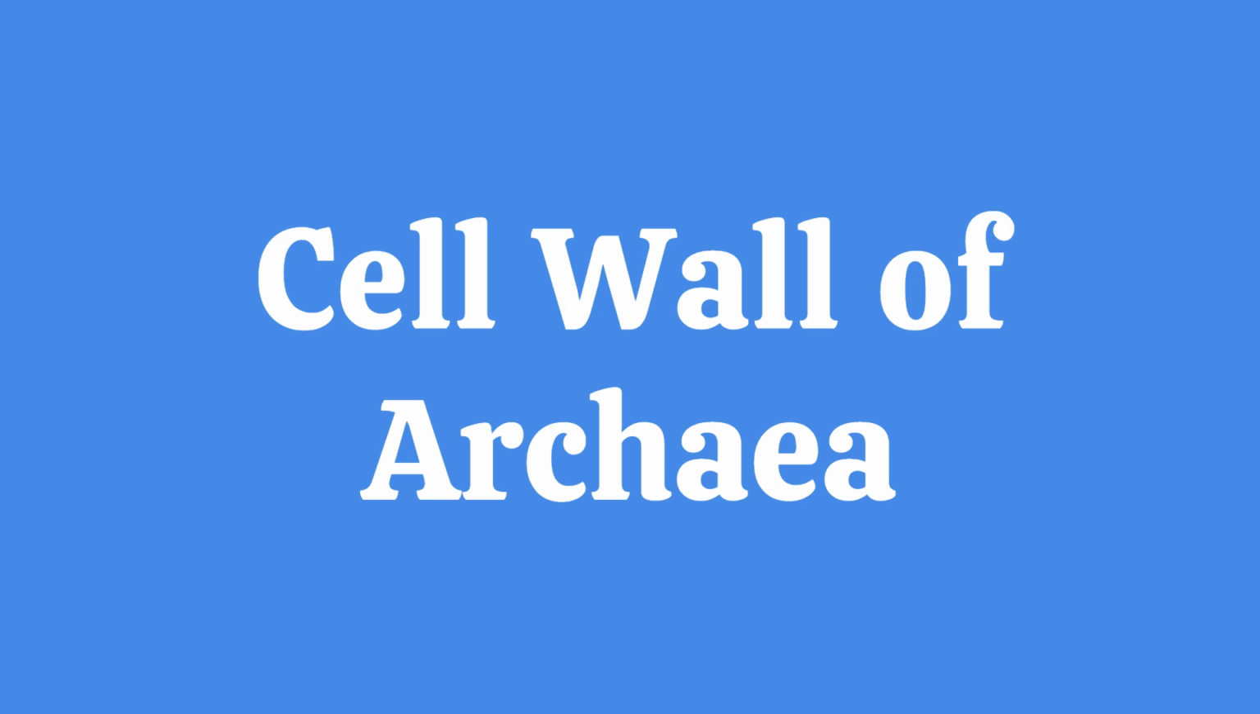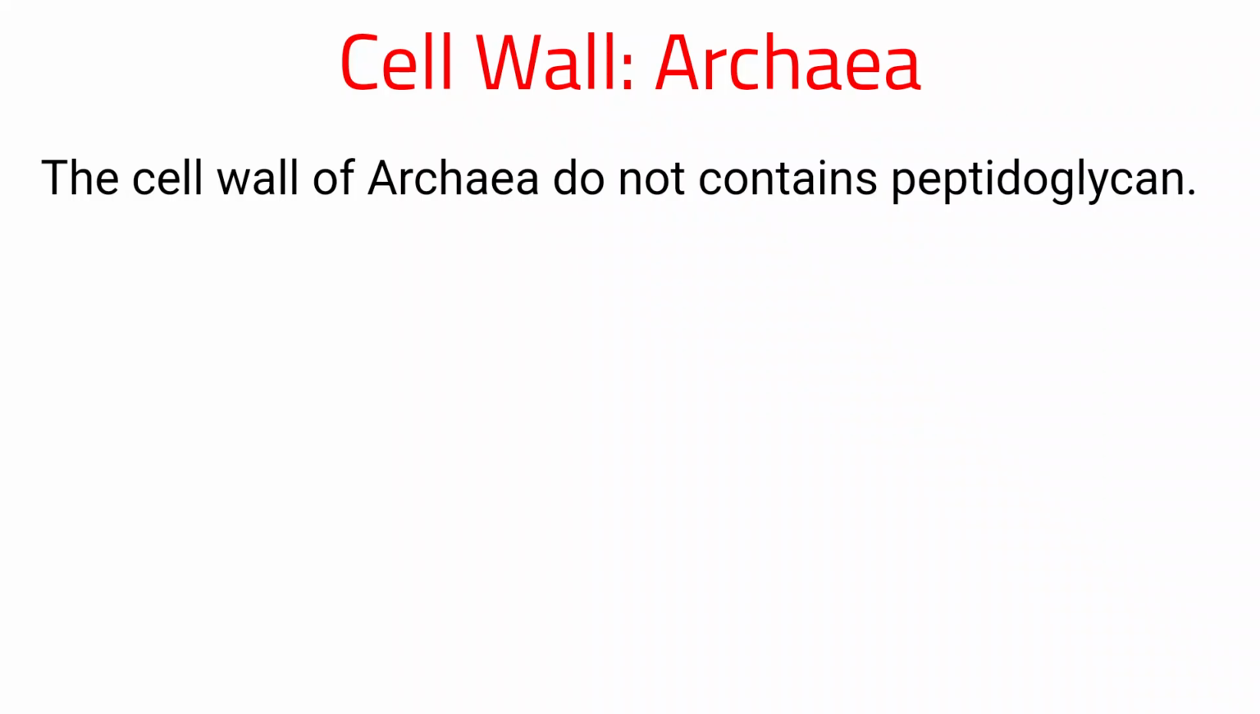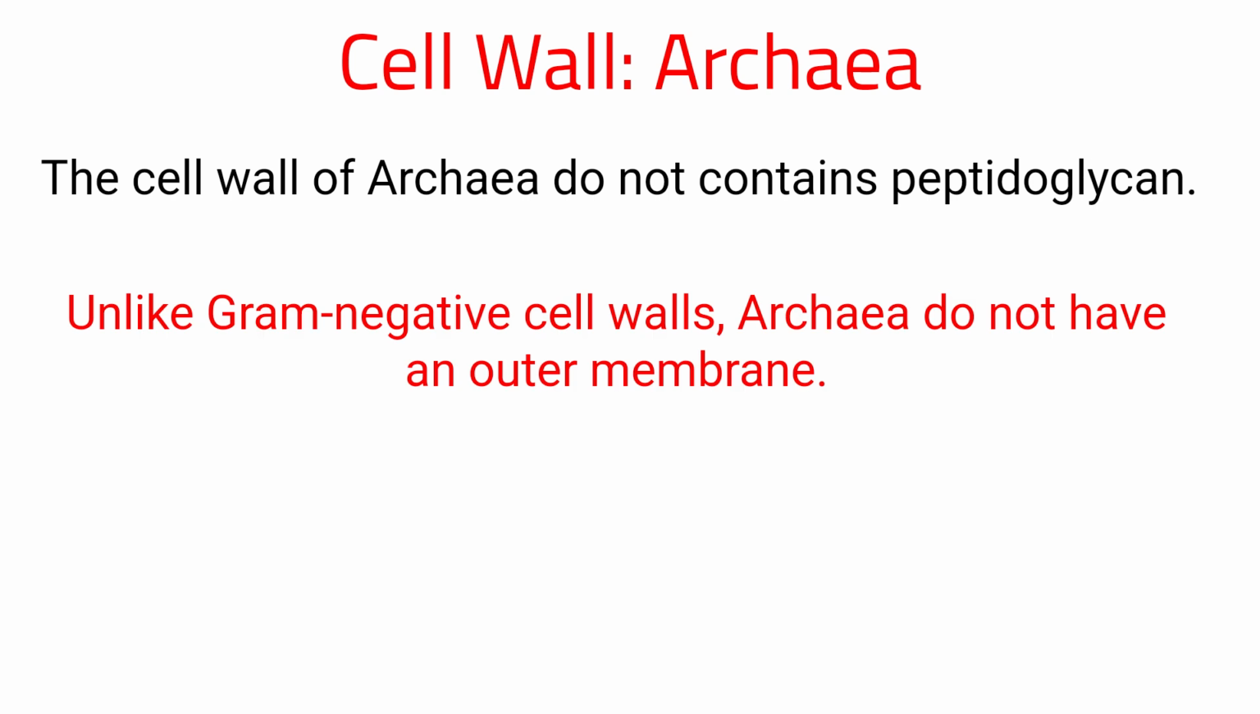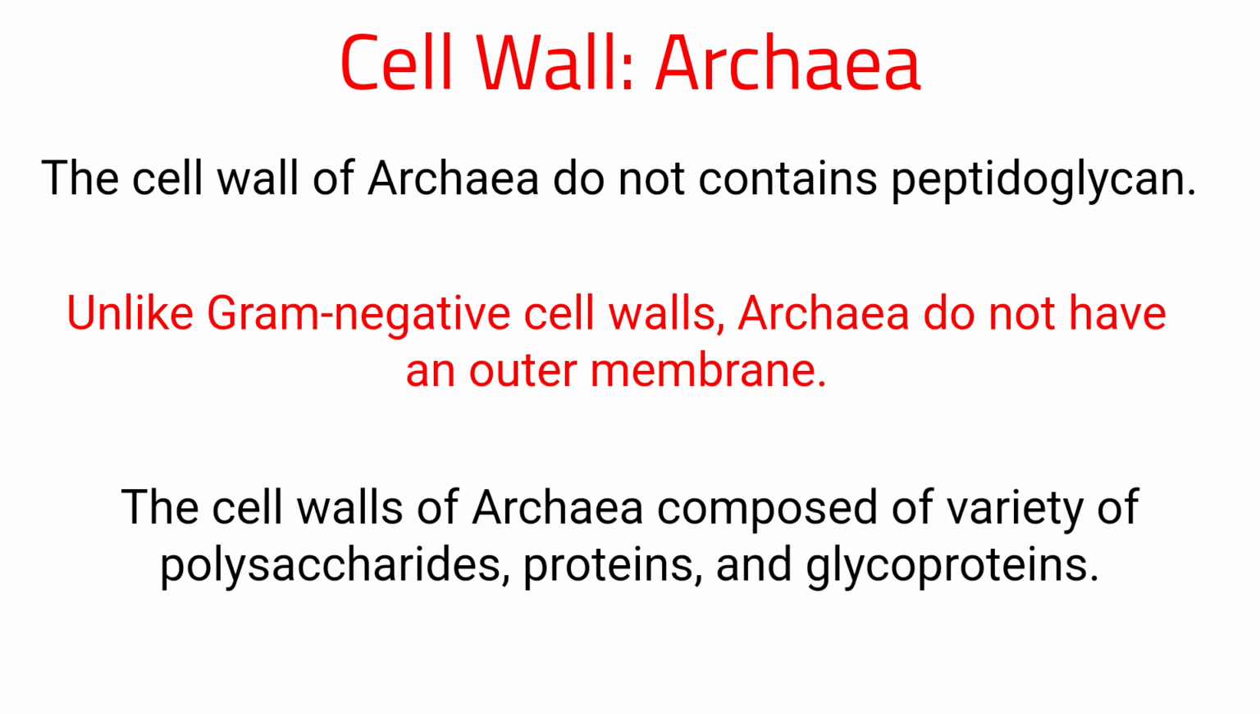Peptidoglycan is a key biomarker for bacteria, but it is absent from the cell wall of Archaea. Unlike the gram-negative cell wall, Archaea don't have any outer membrane. Instead, a variety of chemistries are found in the cell wall of Archaea, including polysaccharides, proteins, and glycoproteins. The cell wall of certain methanogenic Archaea contains a molecule that is remarkably similar to peptidoglycan.